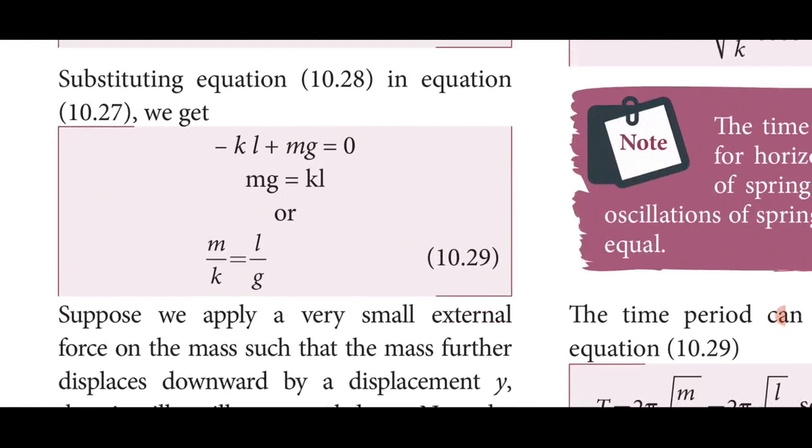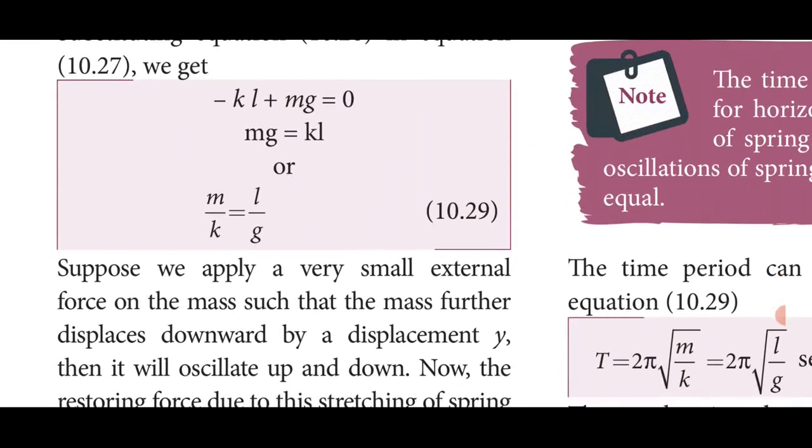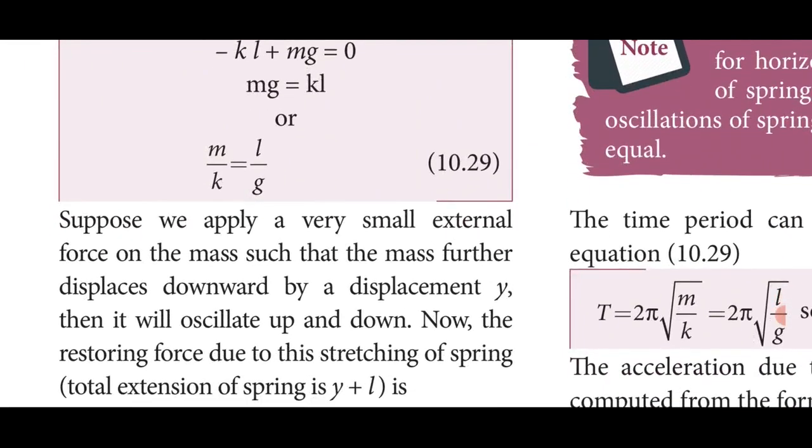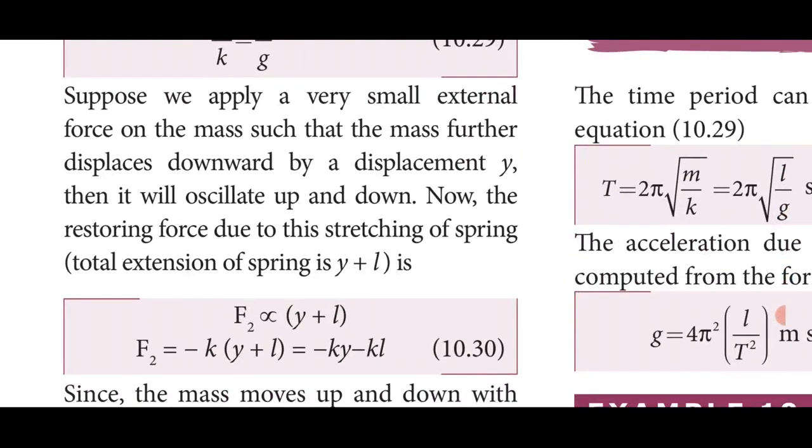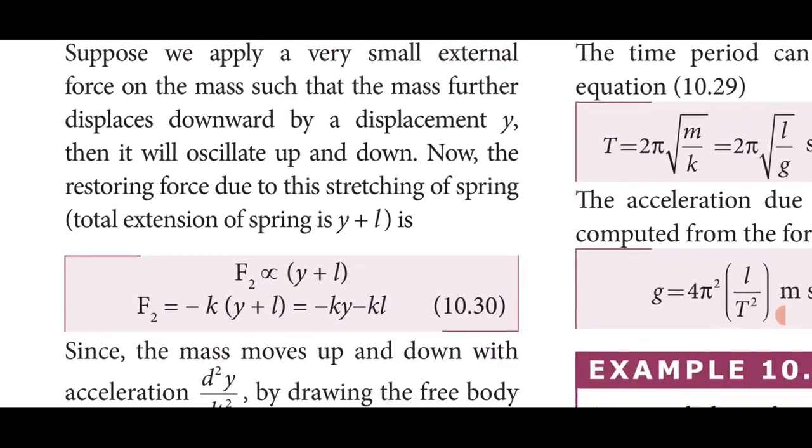Substituting into the equation, minus KL plus mg equals 0, so mg is equal to KL. That gives m by K equal to L by g. Suppose we apply a very small external force on the mass, so the mass is further displaced downward by a displacement Y. Then it will oscillate up and down.